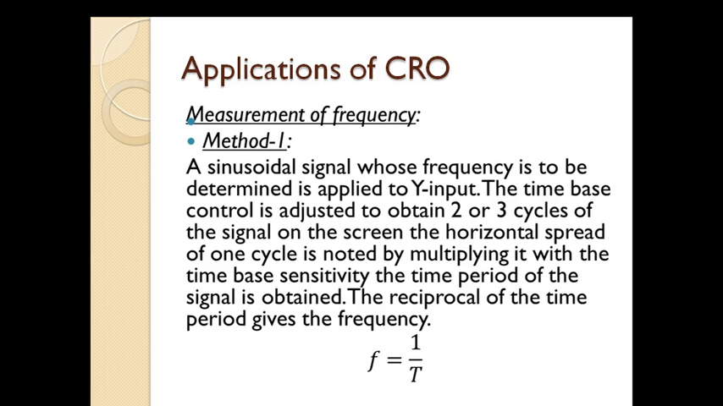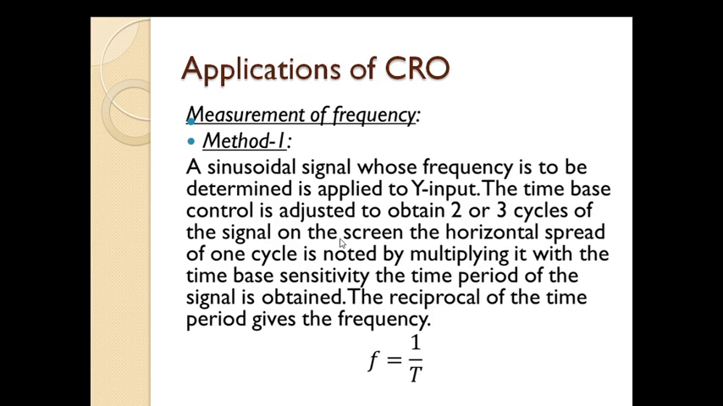When it comes to frequency, the unknown frequency can be determined by two methods. The first method is called the direct method, and the second method is called the Lissajous figure method. In the direct method, the sinusoidal signal whose frequency is to be determined is given to the Y plates, and to the X plates we connect the time-base circuit, which gives a sawtooth wave.